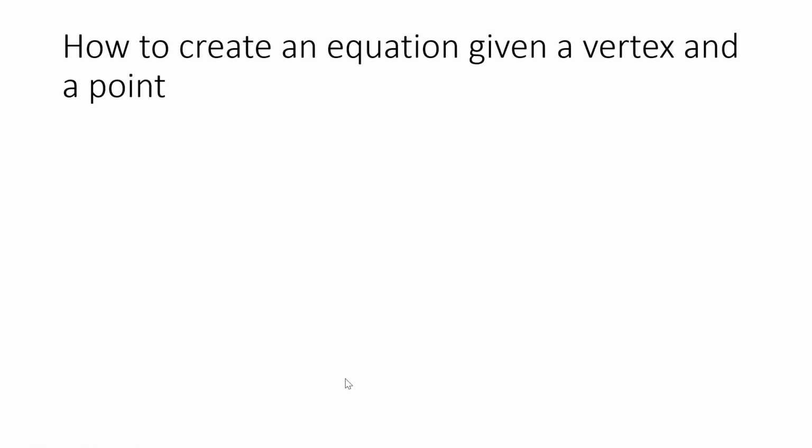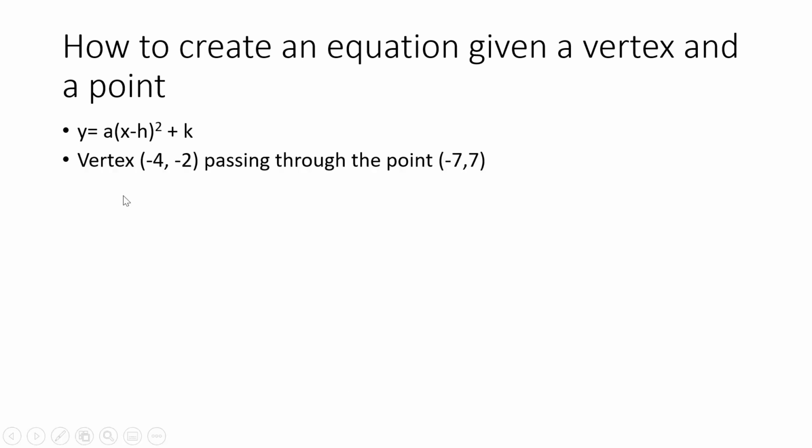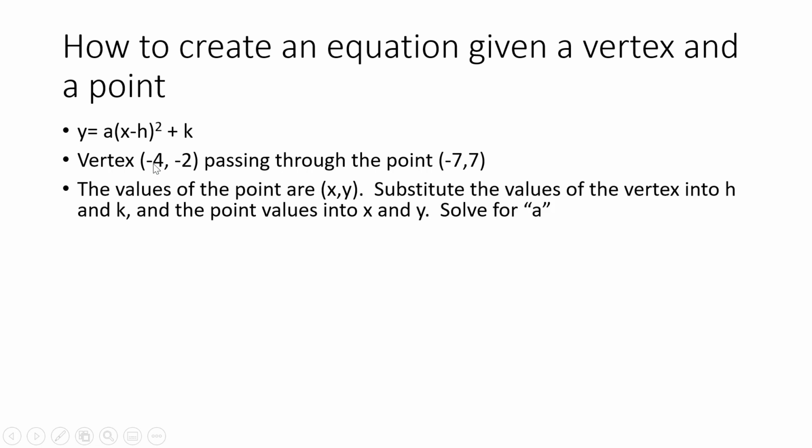All right, now how do we create an equation if we're just given a vertex and a point? This has a lot of practical application. So what we do is an example, there's a vertex of -4, -2, and it goes through this point. What we need to understand is what all the letters mean in vertex form. So the y value is actually the y coordinate of a point. A is what we're going to end up solving for. X is the x coordinate of a point. H represents the vertex x value, and k represents the vertex y value. So we're going to substitute these 4 values in, and we're going to solve for a.